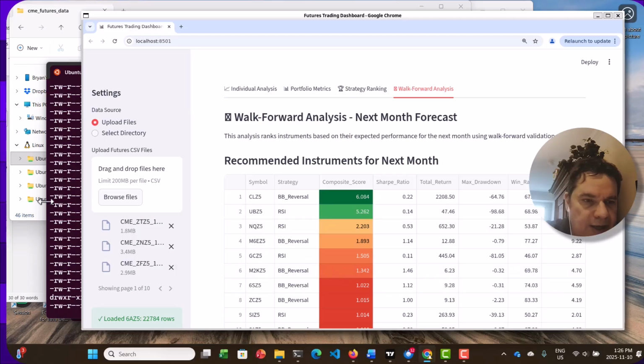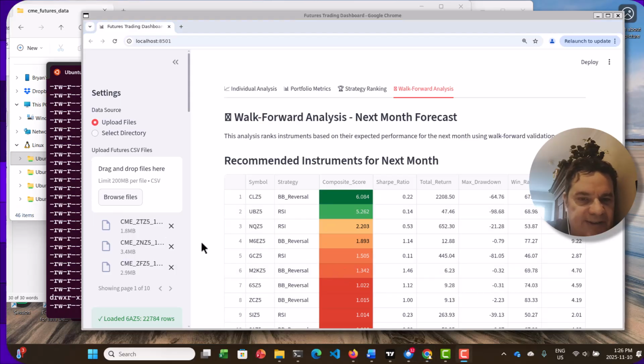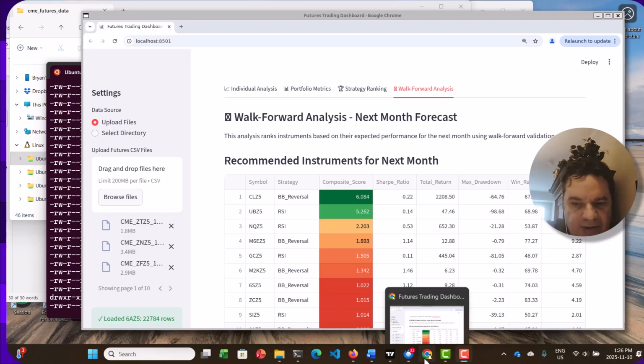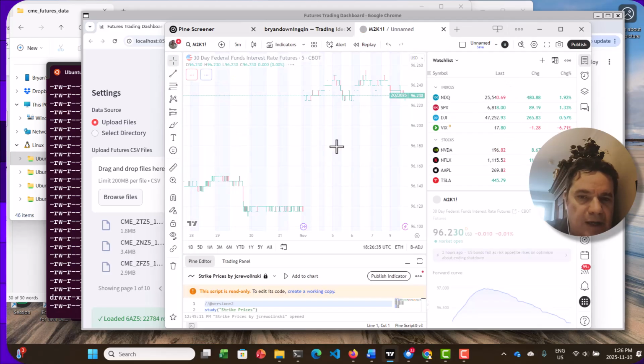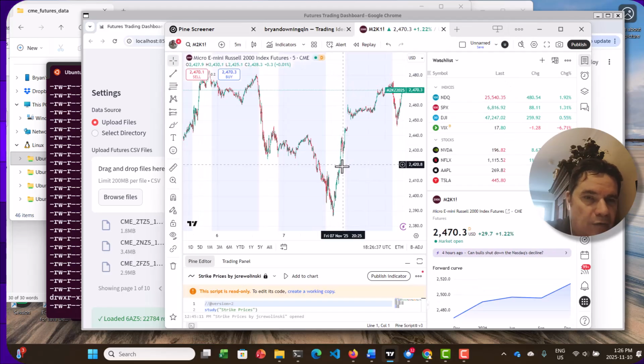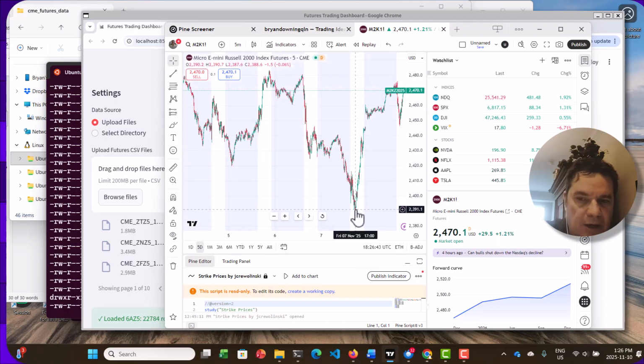Now, how can I confirm that this is the case? So if I was to go back to, let's say, well, let's pull up the E-mini for the Russell. So here, if I did a 5 day, you can see coming from 2391 all the way up to 2470. That's a pretty decent spike. So there is some momentum there.